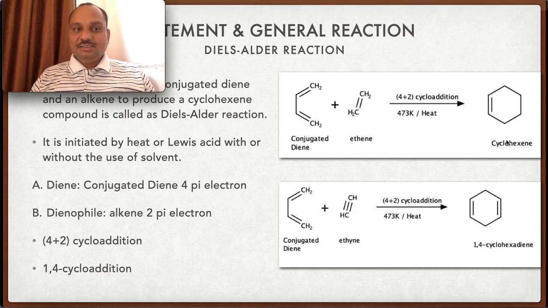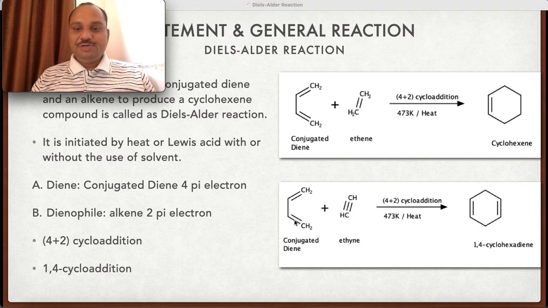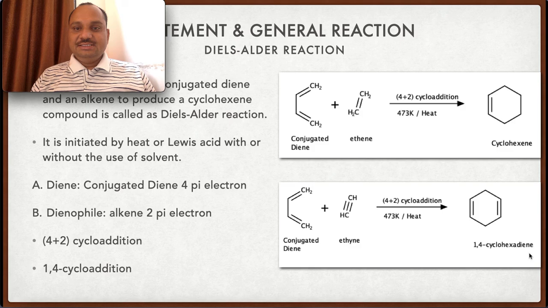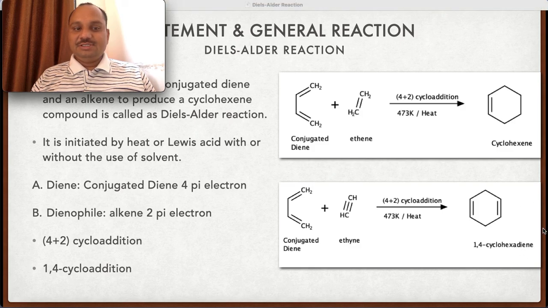Let us see another example, that is 1,3-butadiene. On treatment with ethyne at 473 Kelvin, we get 1,4-cyclohexadiene. In both cases we get a 6-membered ring as the product. In this reaction there are two reactants. One is the diene component and the other is the alkene or alkyne component. This alkene or alkyne component is also known as the dienophile.